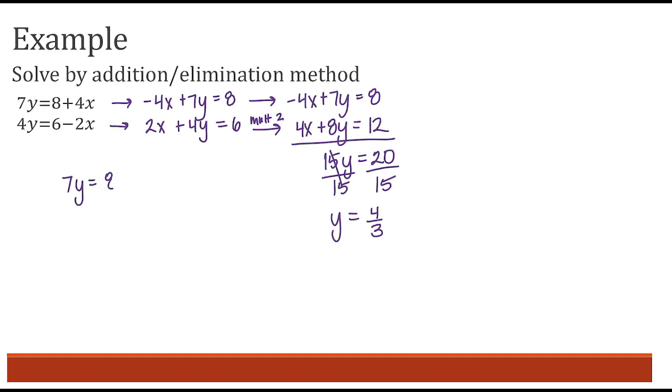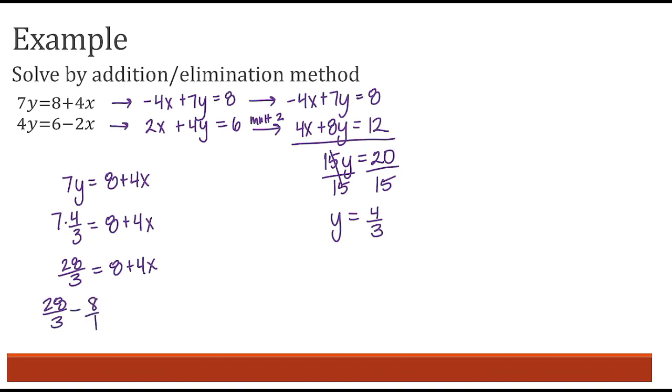So I have 7y is equal to 8 plus 4x. So 7 times 4/3 is equal to 8 plus 4x. So we're going to have to do a little bit of work here because we have 28 over 3 is equal to 8 plus 4x. So if we subtract the 8, 28 over 3 minus 8 over 1 is equal to 4x. So we need common denominators here. That denominator will be 3. So I multiply the top and bottom by 3.